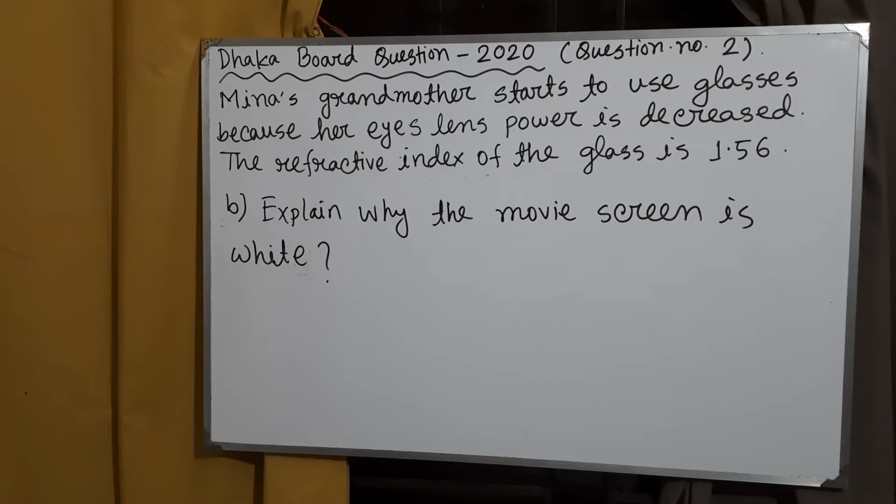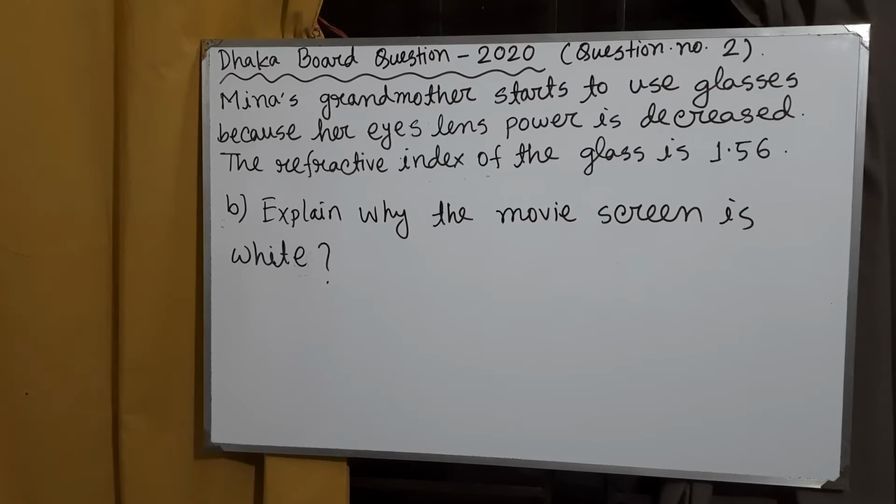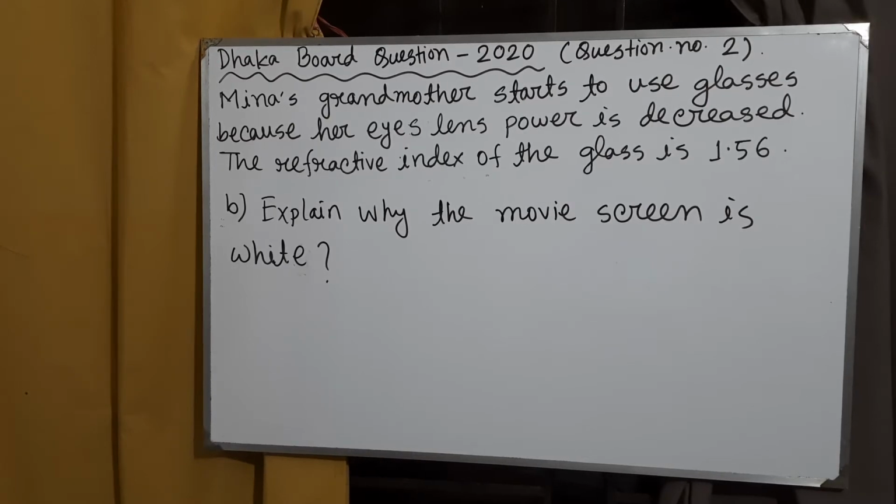If the movie screen were any color other than white, it would cause altered images due to the absorption of that particular color. Since a white screen reflects all wavelengths of the white spectrum properly, the color accuracy delivered on screen remains accurate. So the movie screen is white.